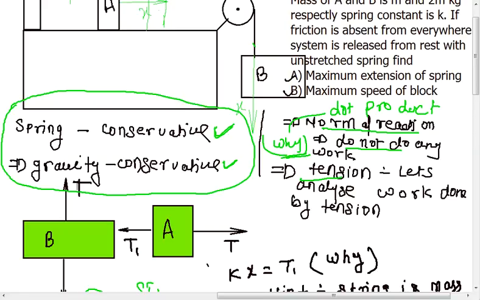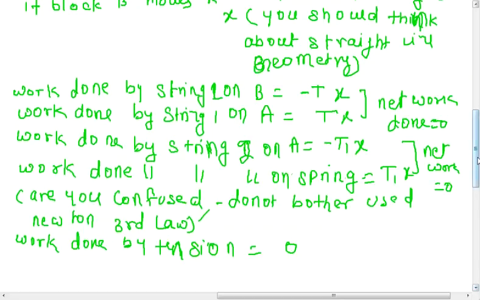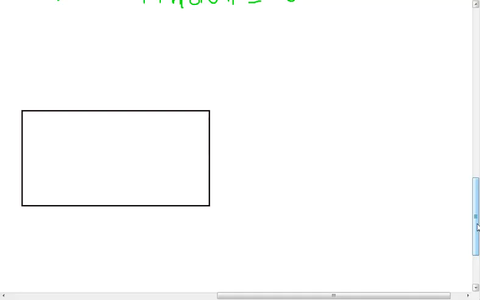Energy will be conserved. Why? Because only conservative forces are doing work. So now we have determined that energy is going to be conserved. Now come to the maximum extension. What happened at maximum extension?